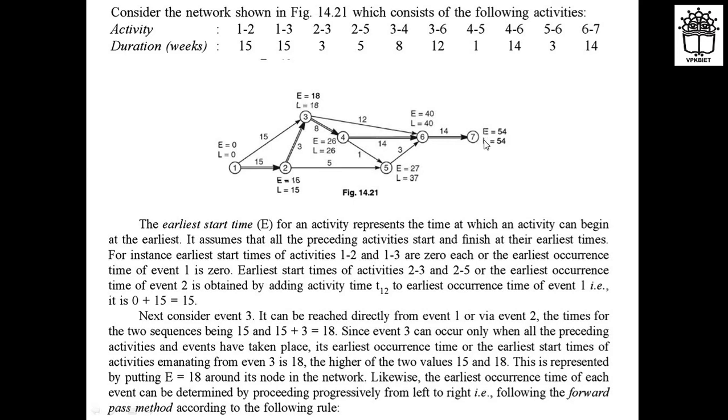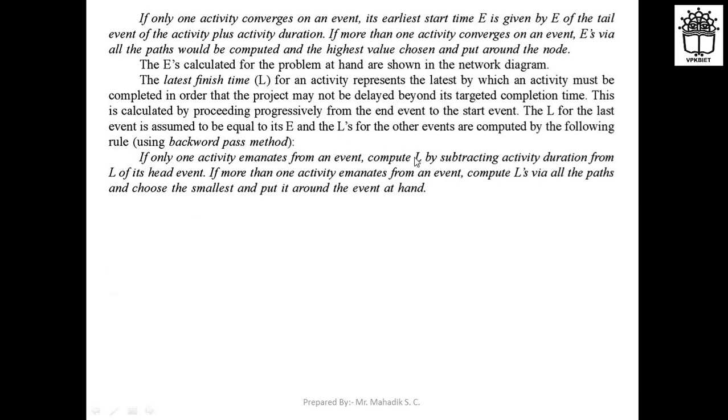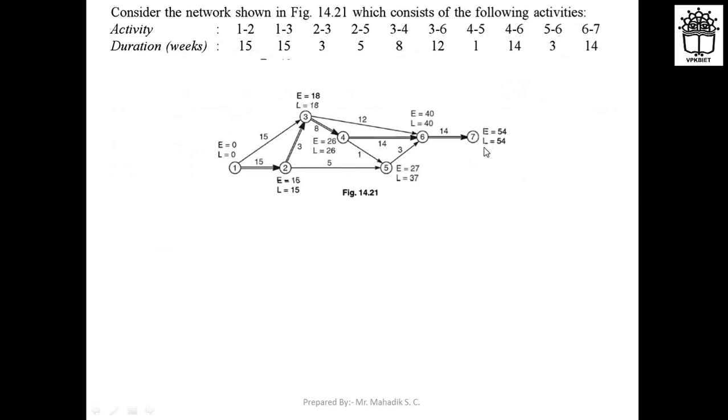So before that let us see how to calculate the L values also, right. That is capital L you are seeing here. So L is what? That is your latest finish time. L is what? Your latest finish time. So how to calculate? For calculation of L you need to start from the end event, that is from the 7. So for the end event write the L value as it is, whatever the E value is, so that is 54.